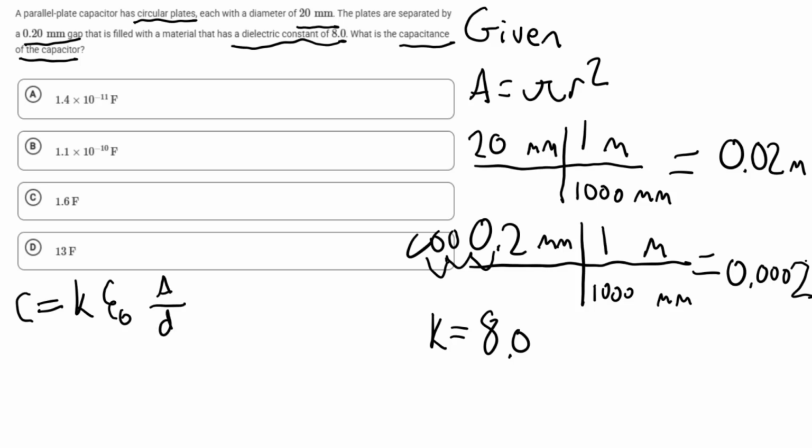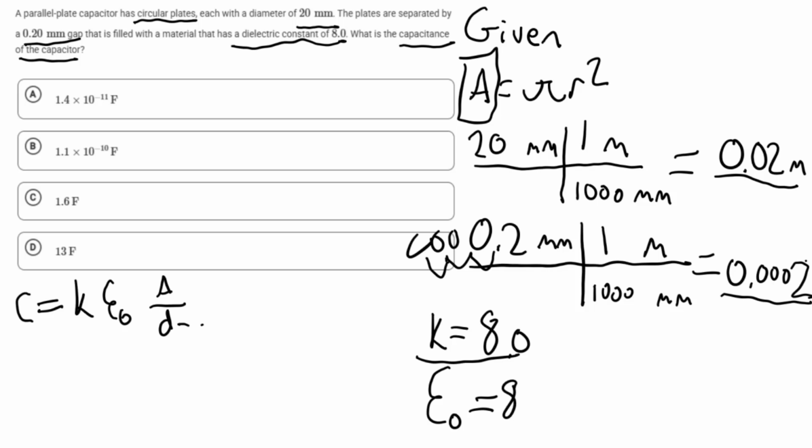So this looks like a good formula because it has the area, which we have here, the 0.02 meters, which will be included in the area, and then the distance, which will be included right there. And then the K of 8.0. And then epsilon naught is a constant, the vacuum permittivity. We can look at the back of our equation sheet, and it has a value of 8.85 times 10 to the negative 12 coulombs squared per Newton meters squared.